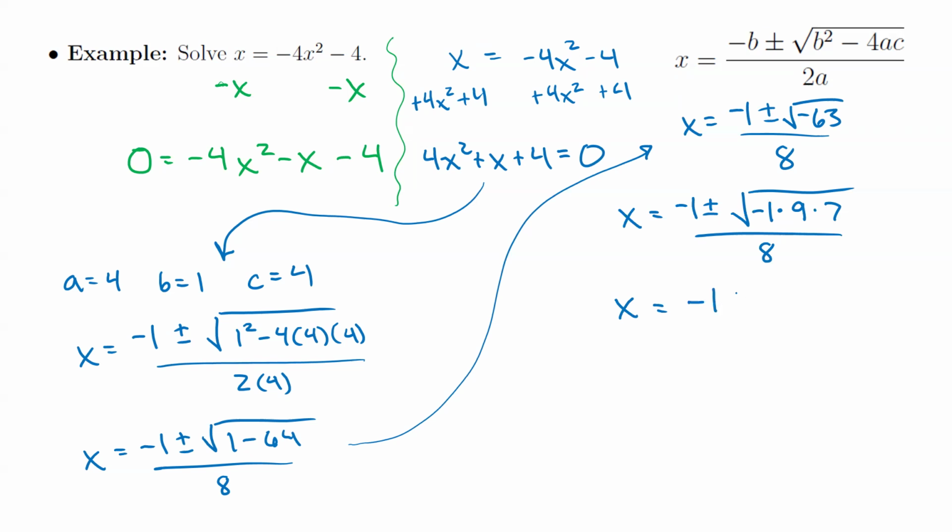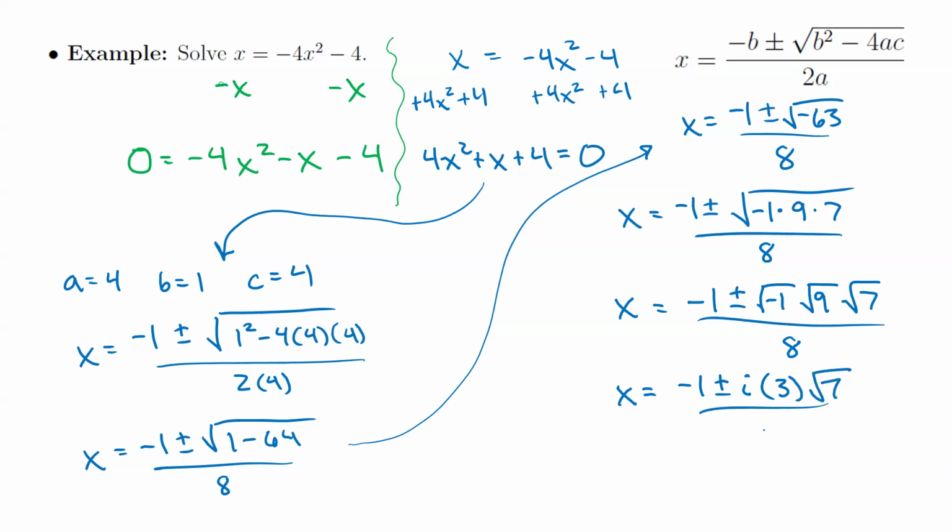So we end up with negative 1 plus or minus, and I'm going to break this apart one at a time, the square root of those individual pieces. So x is equal to negative 1 plus or minus the square root of negative 1, remember, becomes i. The square root of 9 becomes 3. And the only other little adjustment worth making here is that we like to put the number first, then the i, and then the root. So we'll say 3i square root of 7 over 8.